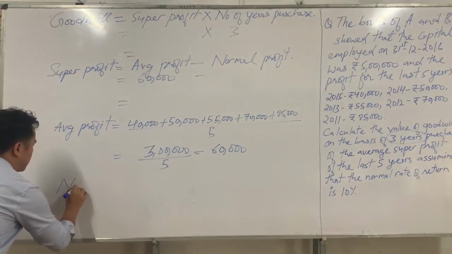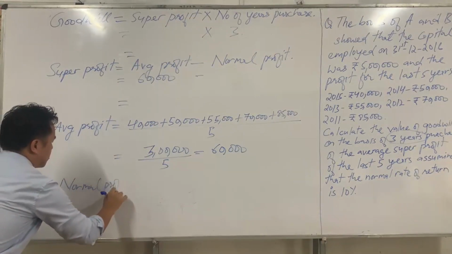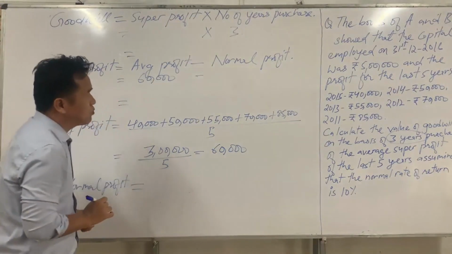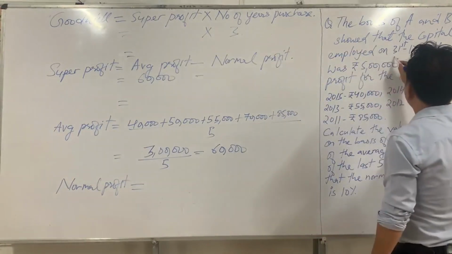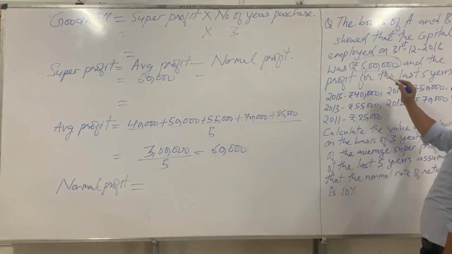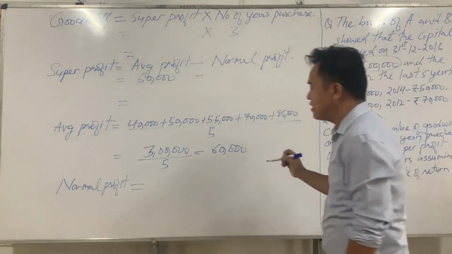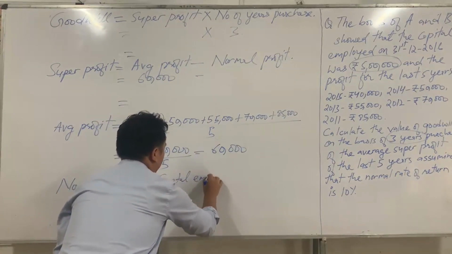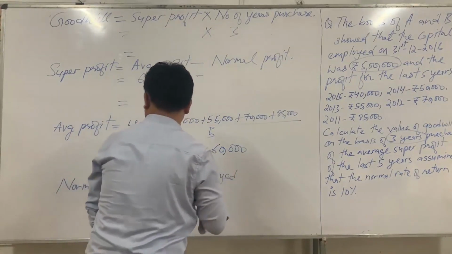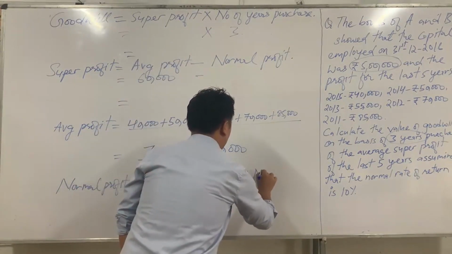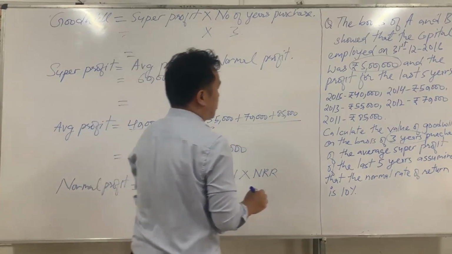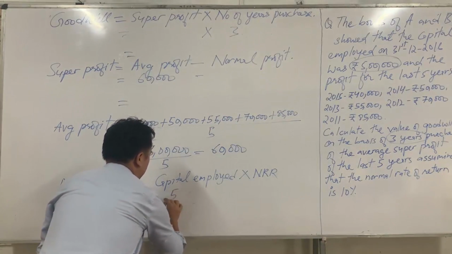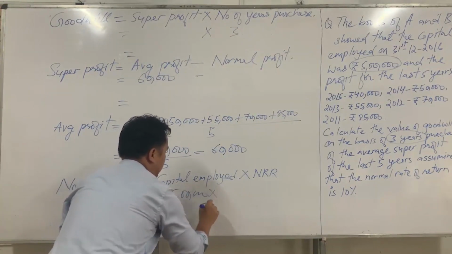Okay. Normal profit. So tell me, what is the formula of normal profit? Normal profit is equal to capital employed. So what is capital employed? The capital invested by the firm is 5 lakh. So here we have to write normal profit is equal to capital employed multiplied by normal rate of return. So capital employed by the firm is rupees 5 lakh, and it should be multiplied by normal rate of return.